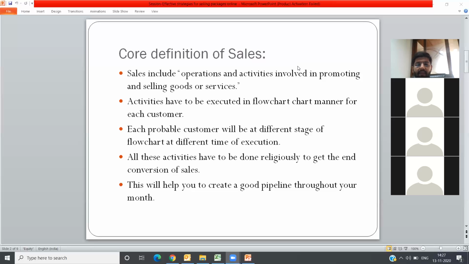This process will help you create a good pipeline throughout your month. Each day, each week you will have a set of pipeline for conversion. Every week you will have some customers finalizing, or you will be in talks with the customer for the payment and all this. If you follow these steps religiously, then only you will get the customer to the end result of conversions.